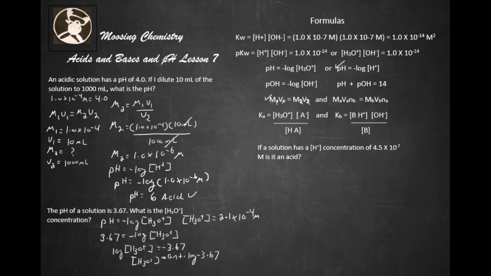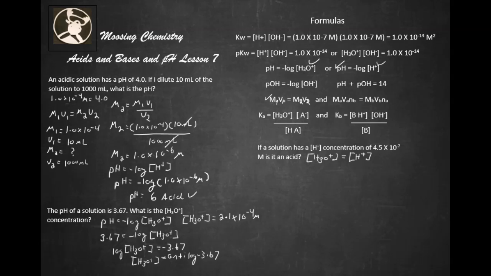Okay, last but not least, let's look at this last problem here. The last problem says, if a solution has an H concentration of 4.5 times 10 to the negative 7 molarity, is it an acid? Well, let's go ahead and determine that. Now, it's important to remember when we look at these two things here that H3O, hydrogen ion, is the same as the hydrogen ion. It's all the same, and we've been going in and out of that. I just want to let you know that it's all the same.